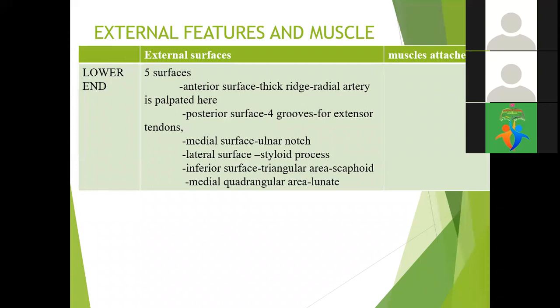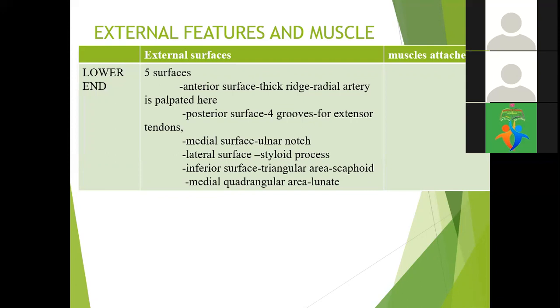Okay. Second one is the posterior surface. The posterior surface has four grooves in it. And what are the four grooves? These four grooves are for the passage of extensor tendons. And next one is the medial surface. On the medial surface, we have the ulnar notch for the articulation of the ulna. Okay. And next one is the lateral surface. On the lateral surface, there is an elongated process called the styloid process.